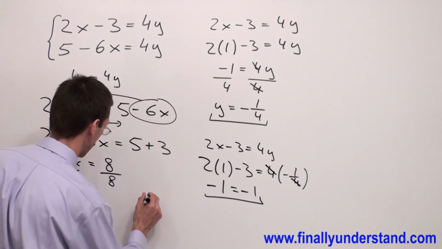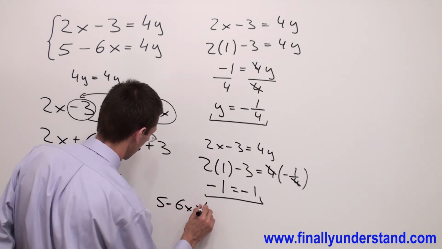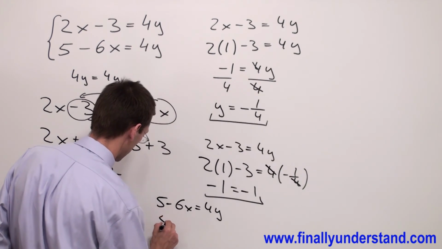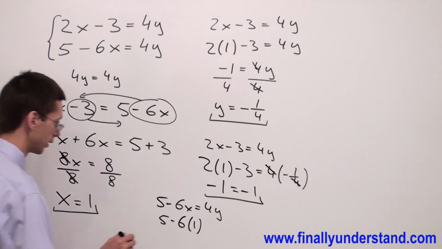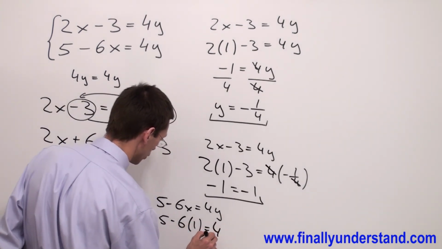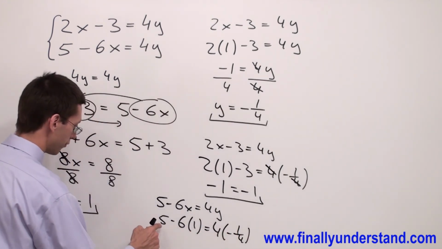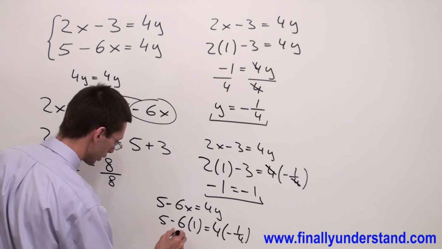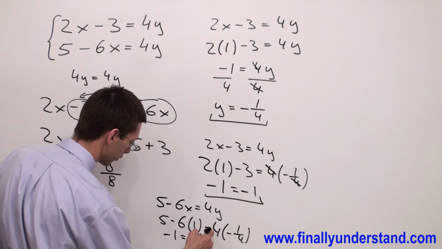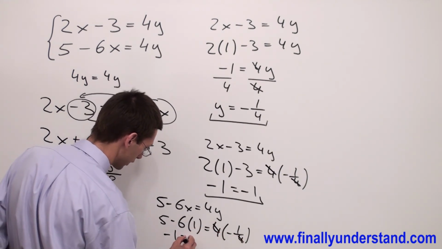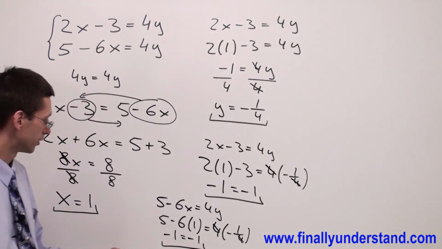I have 5 minus 6x is equal 4y. 5 minus 6 times 1, because my x is equal 1, equals 4 times negative 1/4. 5 minus 6 is equal negative 1, and I have 4, and 4 will cancel out. I have negative 1.